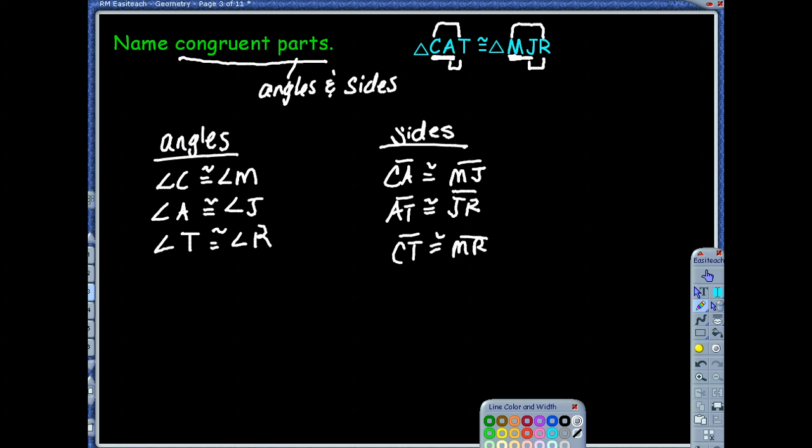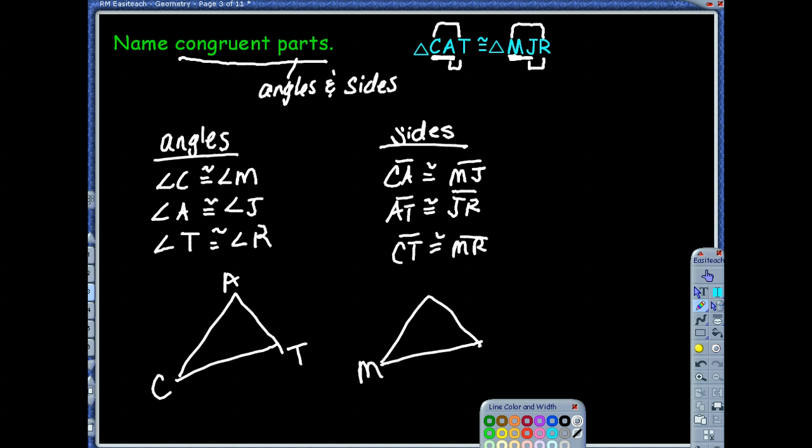And again, if you need a visual, and it doesn't say what kind of triangle, so you could say triangle CAT, and then draw another triangle MJR. Notice how I label it the same as my other one, so I could easily see what matches up. So that's another option. You don't have to draw a picture, though.